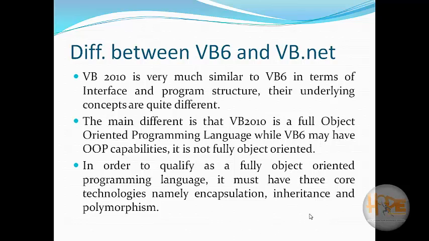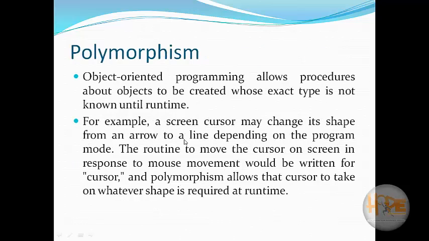The main difference is that VB 2010 is a fully object-oriented programming language. While VB6 may have OOP capabilities, it is not fully object-oriented. In order to qualify as a fully object-oriented programming language, it must have three core technologies, namely encapsulation, inheritance, and polymorphism. So let's first see polymorphism.